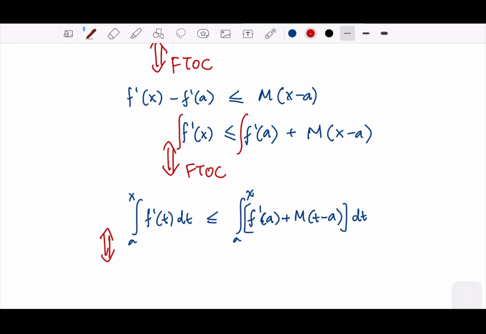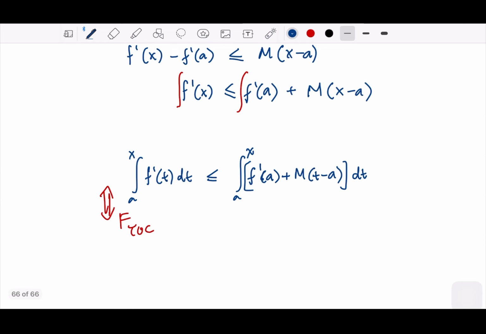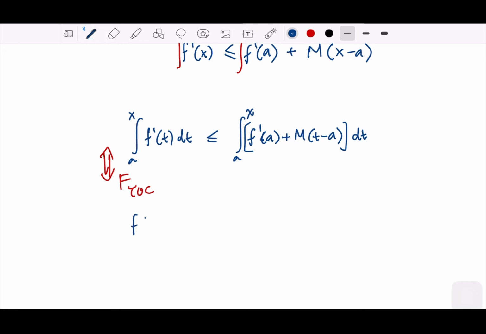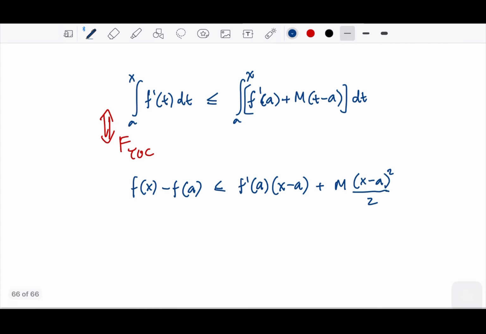Okay, so fundamental theorem of calculus. Maybe I will erase this because it's confusing. And then we have f of x minus f of a less than or equal to f prime a times (x minus a) plus M times (x minus a) squared over 2. Now, if we rearrange these formulations, we have these terms.